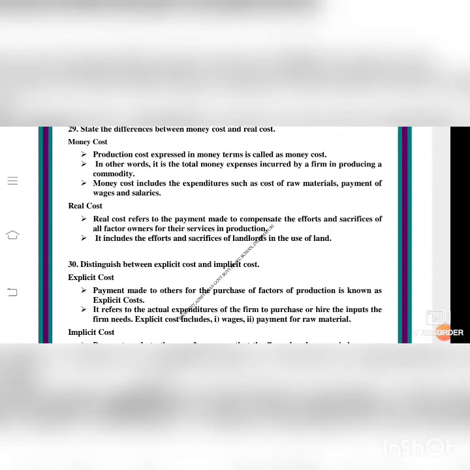Next one, real cost. Real cost refers to the payment made to compensate the efforts and sacrifices of all factor owners for their services in production. Efforts and sacrifices, for example the labor, his work, his contribution to the production, this is called real cost. It includes the efforts and sacrifices of landlords in the use of land. We can take the laborers also. They work hard, they spend their full lifetime in their work and production, and they give a profit to the producer.